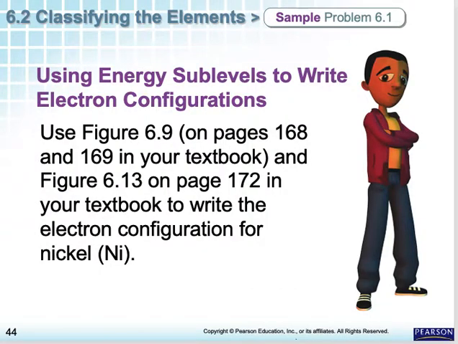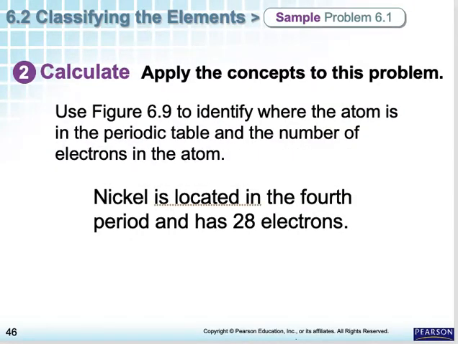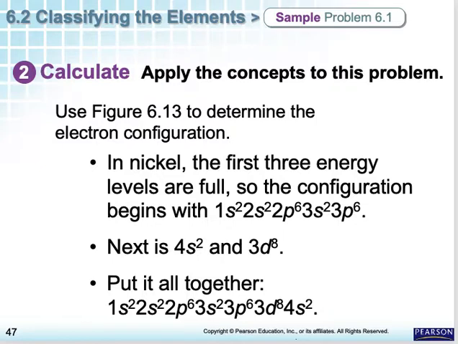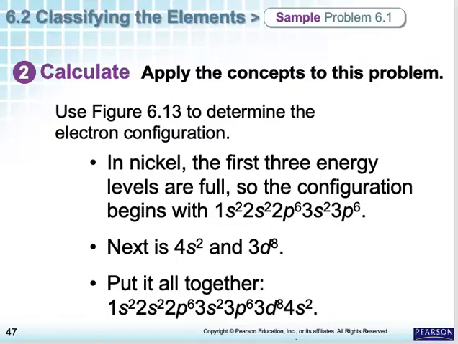Use the book, figures 6.9 and 6.13 in your textbook, and write the electron configuration for nickel. I think you already know how to do this. We've talked about it. It has 28 electrons, and you should be able to fill it completely. You'll notice here that they put the 3D with the 3P. I don't care if you put the 3D and then the 4S, or if you put the 4S and then the 3D. Either way works just fine.